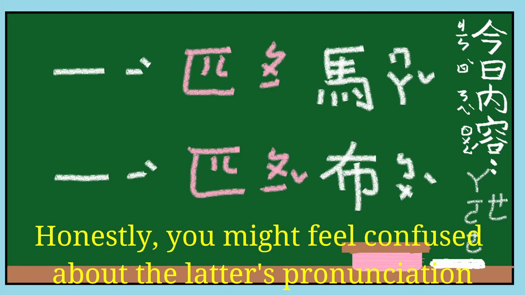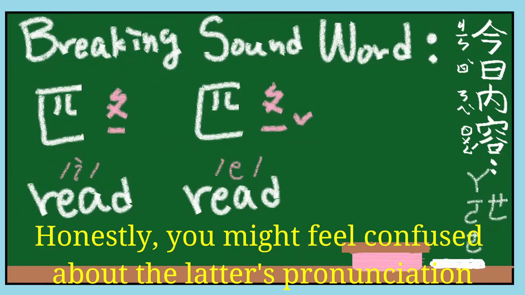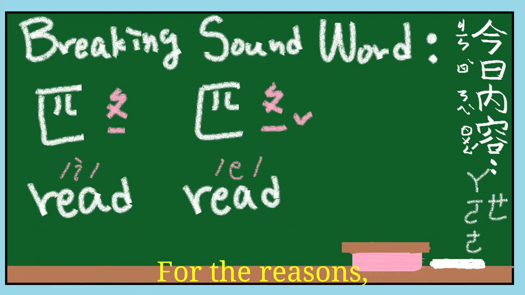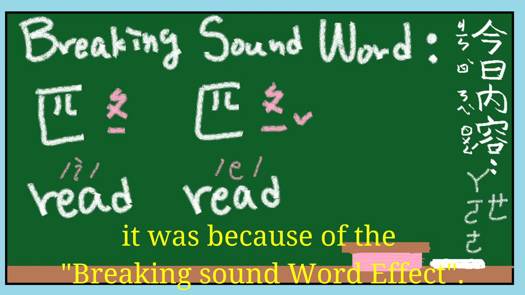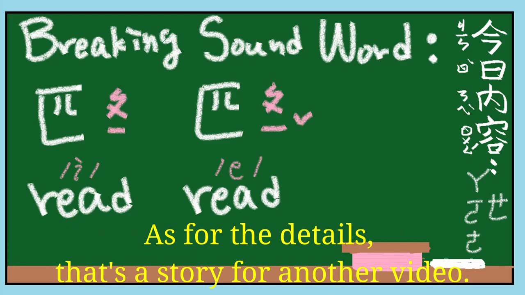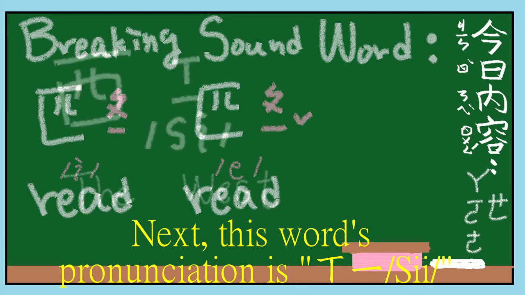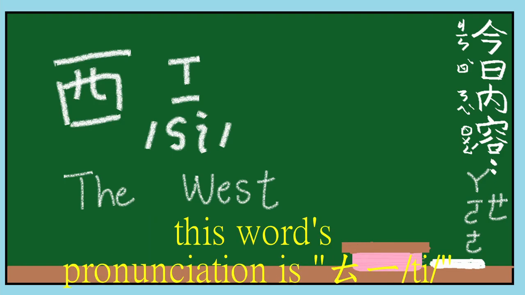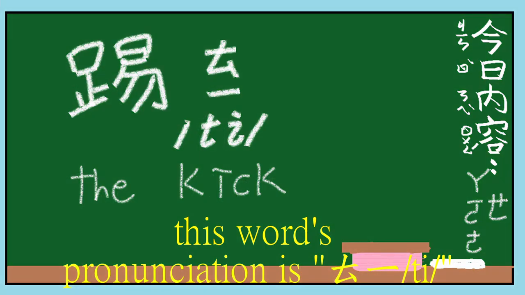This word is called P and the meaning is a quantifier for horses or clothes, such as 一匹马 or 一匹布. Honestly, you might feel confused about the letter's pronunciation since it's different from the previous. The reason is the breaking sound word effect, which is similar to the differences between read and read in English. As for the details, that's a story for another video.